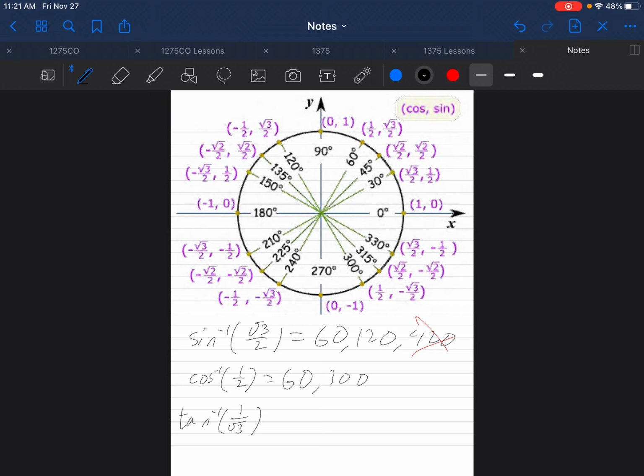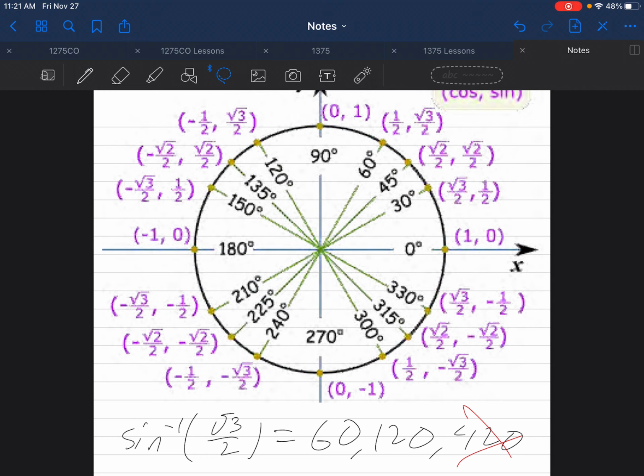And what about tangent? Tangent is equal to 1 over radical 3. We got that this is equal to 30 degrees. Notice that all of these denominators are equal to 2. So in order to find a tangent function, you have to place sine over cosine. 1 over radical 3 is the tangent value we're looking for. If we look at this, again, you have to put y over x, essentially. The radical 3 over 1 is not the same thing.